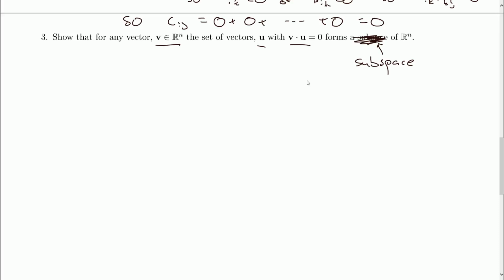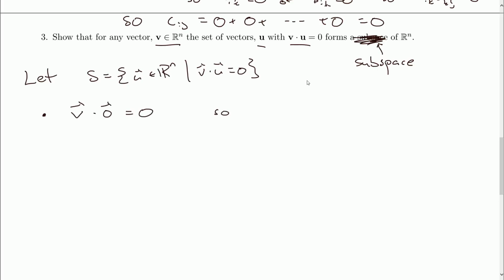Okay, so we want to show that this forms a subspace of R^n. So what does it mean to show that something's a subspace? Well, we have to show that 0 is in the space. So let's be fancy about this. Let S be the vectors in R^n so that this dot product is 0. First, let's show no matter what v is, anything dotted with the 0 vector is 0. So 0 is in S.